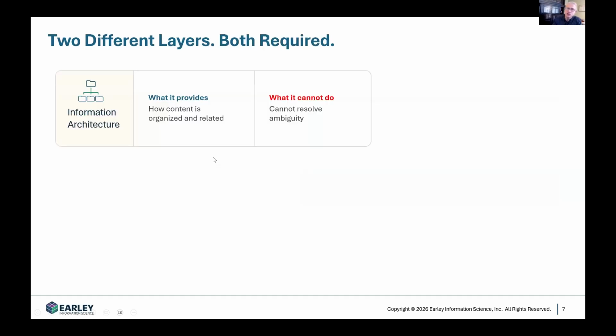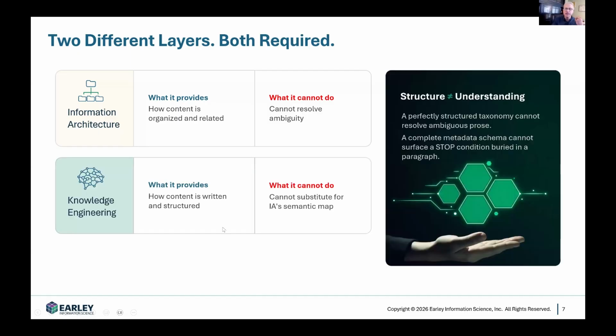So these are 2 layers, right? Information architecture is how the content is organized and related, but it can't always resolve the ambiguity. And what we're doing is we're using it with componentization, but that componentization cannot substitute for that semantic map. So we need both layers. We need the ways that the content is organized, we need the core structure, and then we need to structure and componentize that content so that we can retrieve it under the right conditions. Many times there are things that are buried in content that need to be called out, and that is what componentization does.